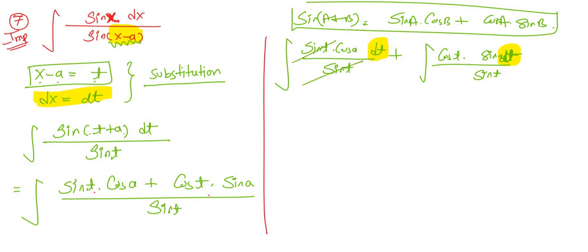Now this and this cancel. So integration of cos a dt plus this and this will become cot t sin a dt. Perfect? Fine. Now what to do?